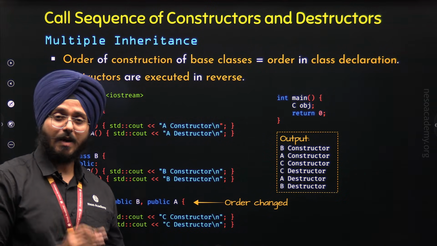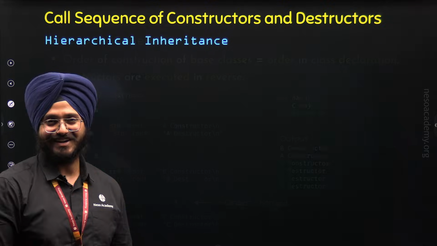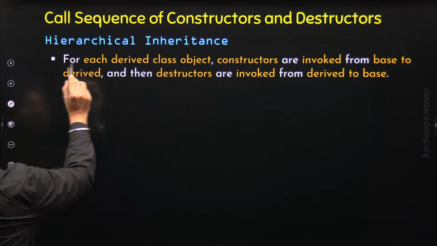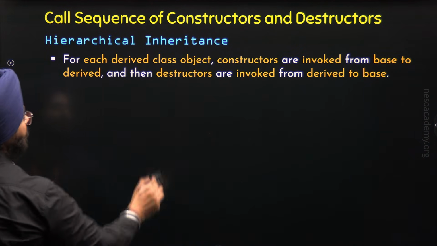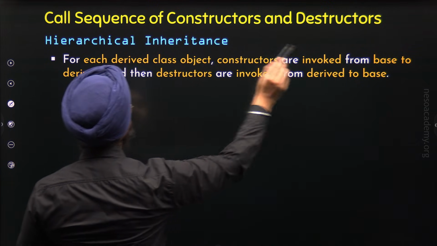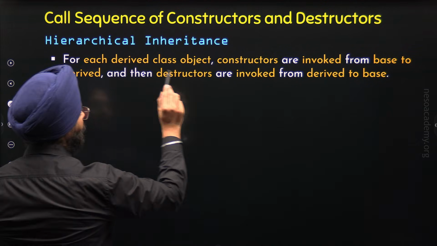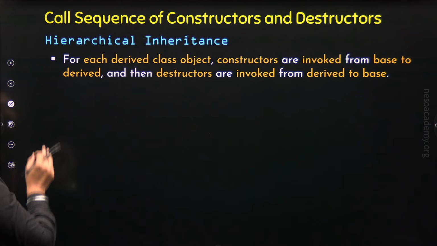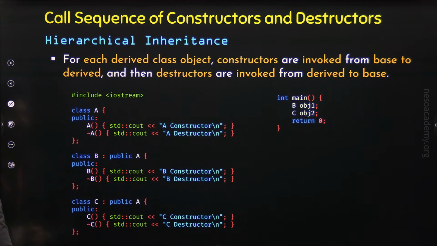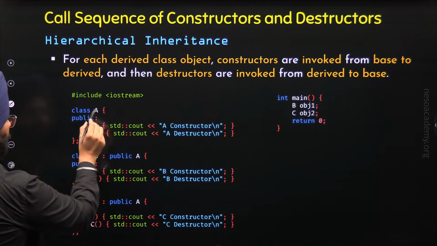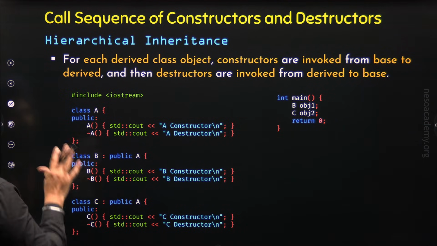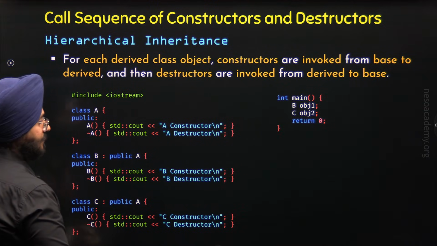Now let's understand what happens in case of hierarchical inheritance. In case of hierarchical inheritance, for each derived class object, constructors are invoked from base to derived, and then destructors are invoked from derived to base, as usual. Let's understand this with the help of an example. Here we have these classes. Here we can observe class B is inheriting from class A, and class C is also inheriting from class A. So here we have hierarchical inheritance.